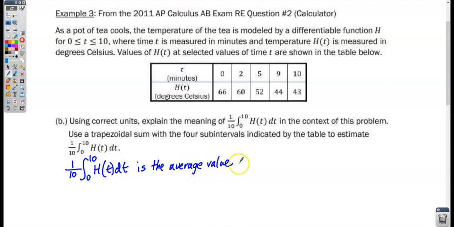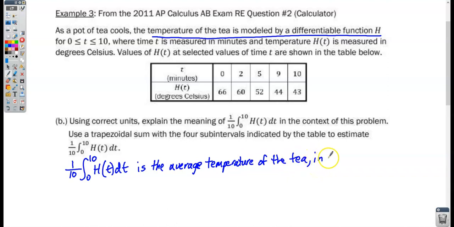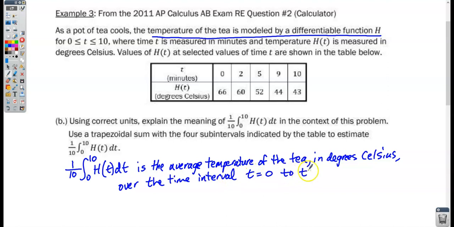Now what does h(t) represent? It's the temperature of the tea. So this is the average temperature of the tea, in degrees Celsius, over the time interval t equals 0 to t equals 10 minutes.